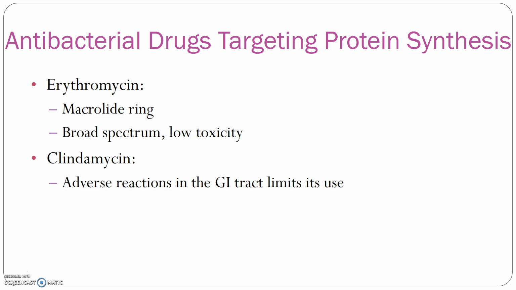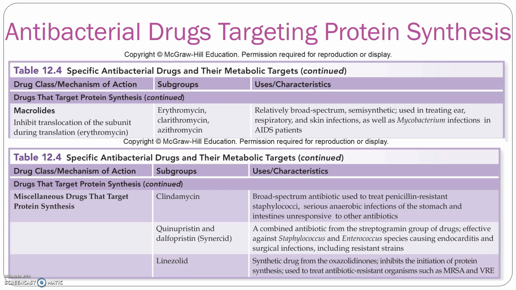Erythromycin, another antimicrobial targeting protein synthesis. This particular structure has what's called a macrolide. You guys do not have to know what the structure of that looks like. Very broad spectrum, and the good thing is it does have some low toxicity. Clindamycin, another one you may have heard of before. Unfortunately, there can be some adverse reactions with the GI tract. So erythromycin, as well as clarithromycin, azithromycin, these are all subgroups of the macrolides. Again, these are drugs that target protein synthesis.